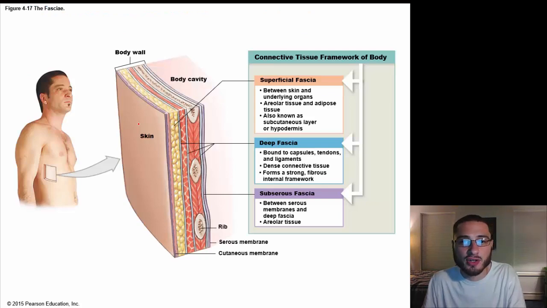It shows you right here where you have your superficial. Obviously, it is towards the outside, superficial. Then you have your deep fascia, inward more, and below that is your subserous, or subdeep fascia.